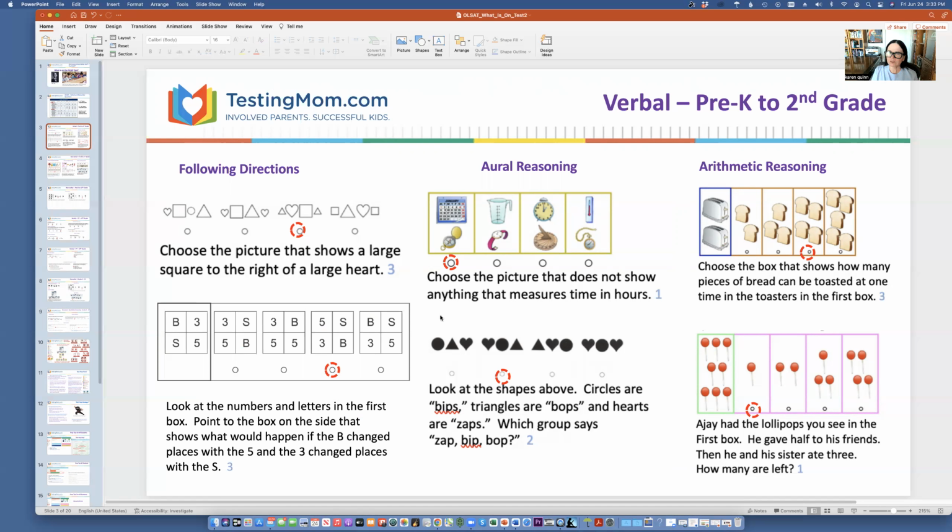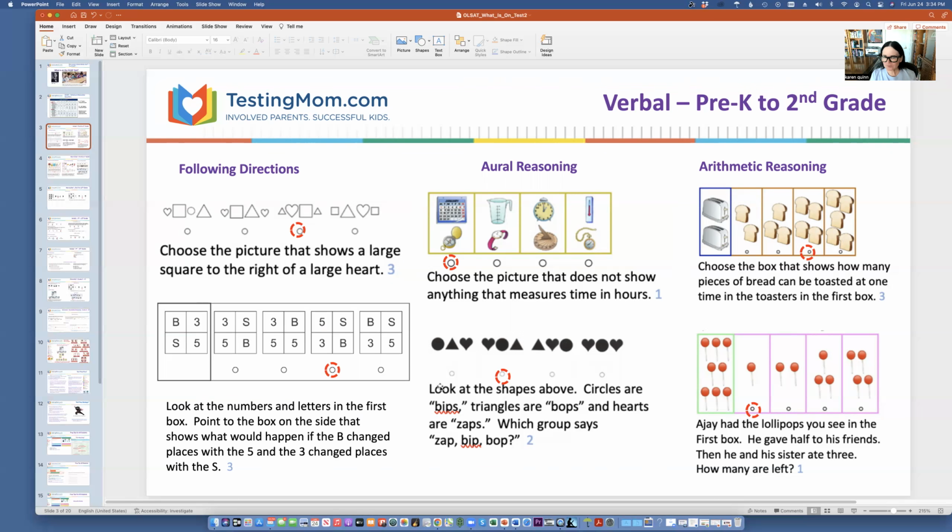So for oral reasoning, what this means is that a child hears something, and then they must use their thinking skills to answer the question. So here we have: choose the picture that does not show anything that measures time in hours. And this one does not show anything that measures time in hours. Here, this has a wristwatch, this has a clock, and this has a watch as well. And you see the child really has to listen, because if they miss that word "not," they would miss the question altogether.